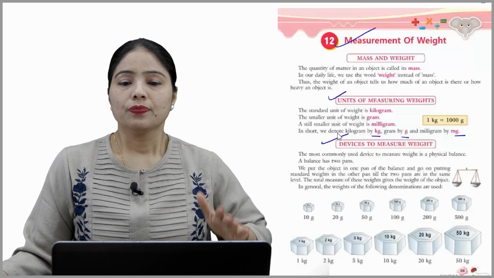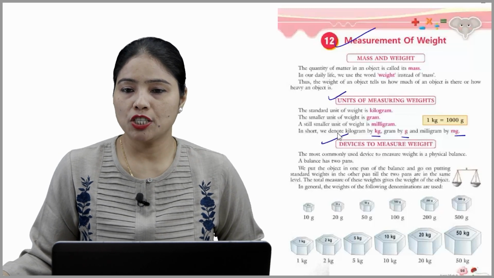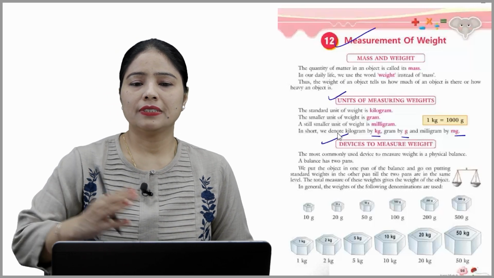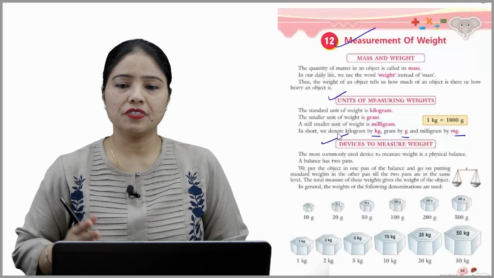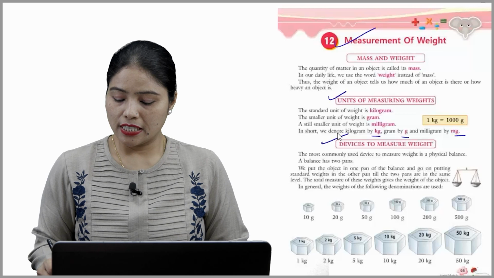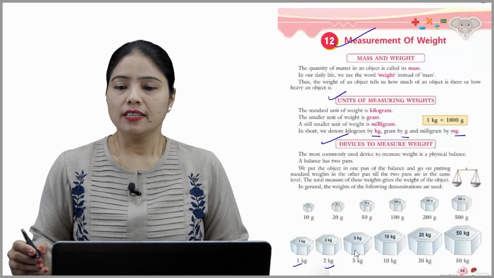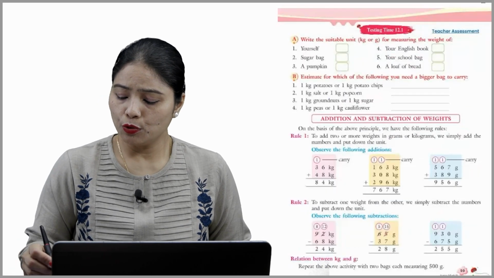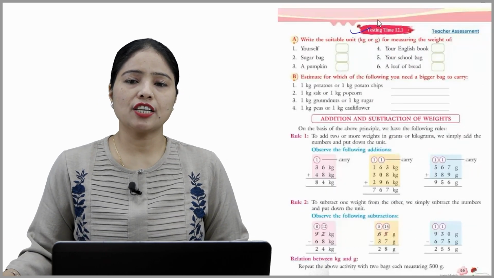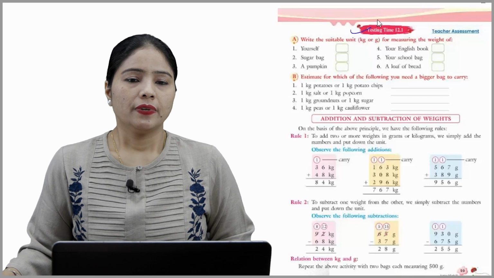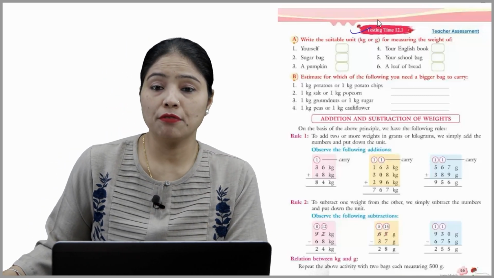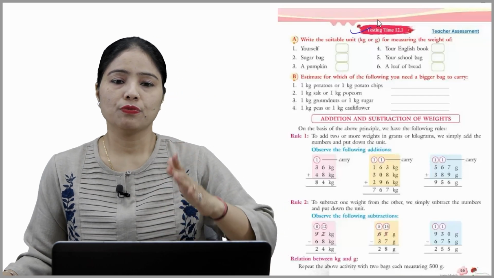In general, the weights of the following denominations are used. Okay. So here it is given 10 gram, then 20 gram, 50, 100 and so on. This is 1 kg, this is 2 kg. Okay. So I hope you understood. Now move on. Next, this is testing time 12.1. Here it is given, write the suitable unit, kg or gram, for measuring the weight of.